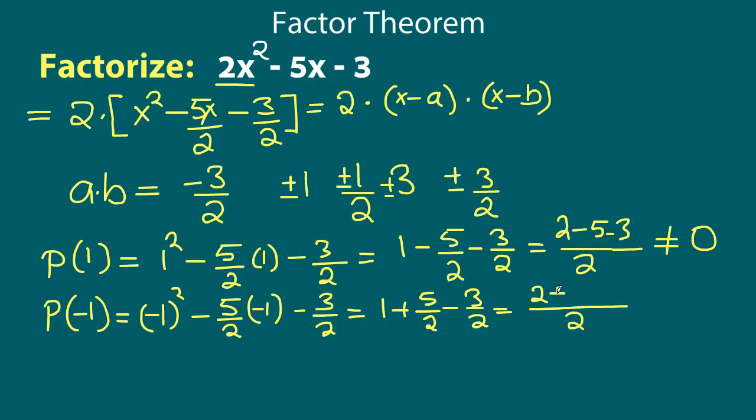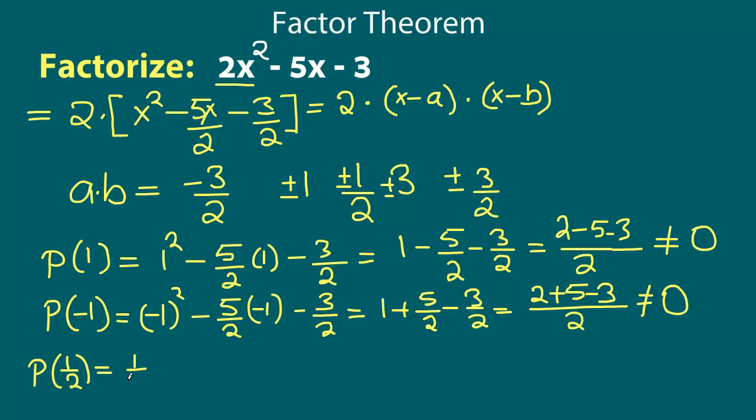So we will have 2 plus 5 minus 3. So this will again not be equal to 0. Let's try plus 1 by 2. So let's see if we have enough space here. So plus 1 by 2. So P of plus 1 by 2.